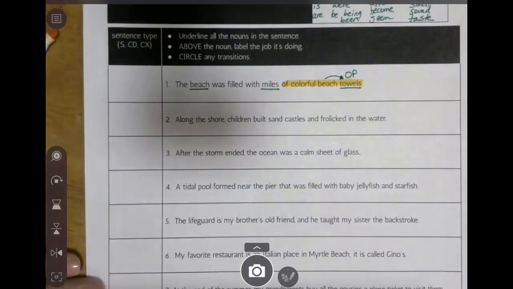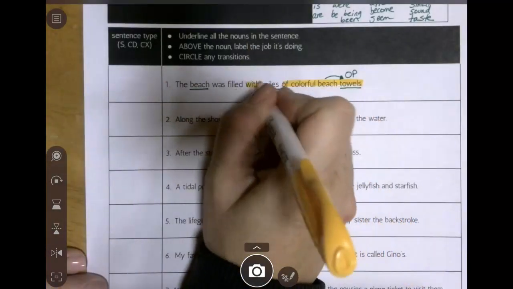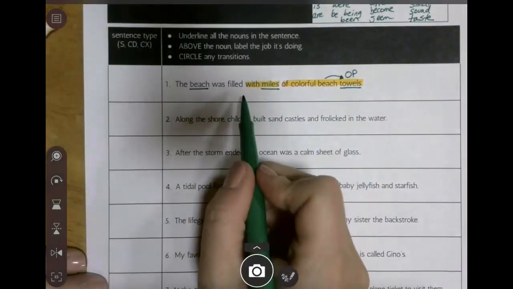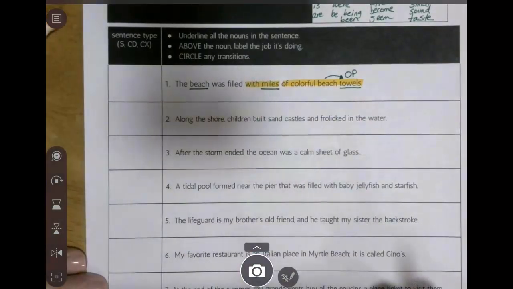So then I'm going to see one more. With miles. With is a preposition. I saw a lot of you trying to box that like it was a subordinating conjunction.